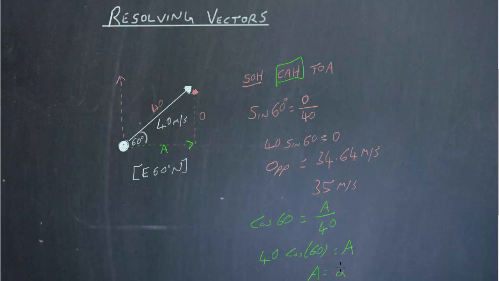20 meters per second. Okay, so we can say that along the horizontal component we're moving at 20 meters per second. According to the vertical component, it will be moving 35 meters per second. So that's how you split one vector into 2. Okay, so that's how you resolve one vector into the 2 planes that we concern ourselves with, the x plane and the y plane.